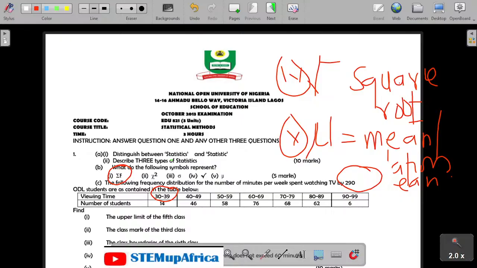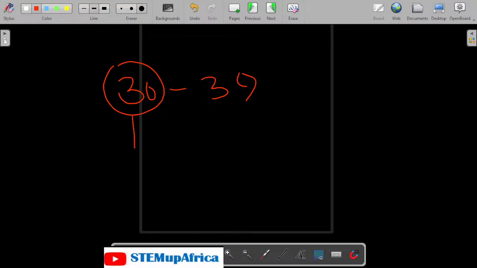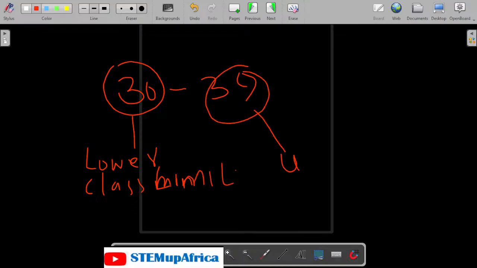So the class interval is made up of 2 numbers. Let's use 30 to 39 as an example. The 30 is called the lower class limit, while the 39 is called the upper class limit. That is what it's called.